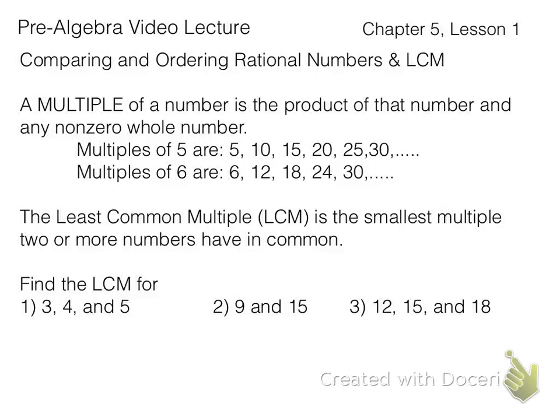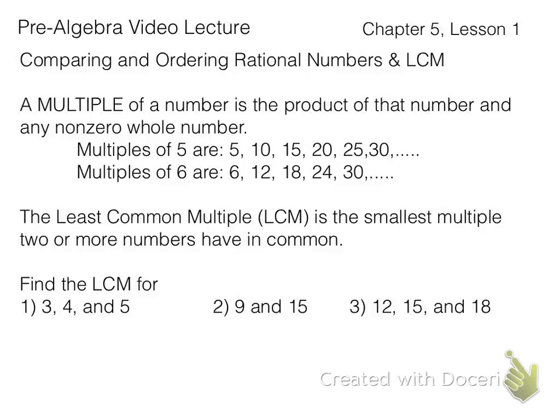All right, a multiple of a number is the product of that number and any non-zero number. So multiples of 5 would be 5, because 5 times 1 is 5; 10, because 5 times 2 is 10; 5 times 3 is 15; 5 times 4 is 20; 5 times 5 is 25; 5 times 6, and so on.